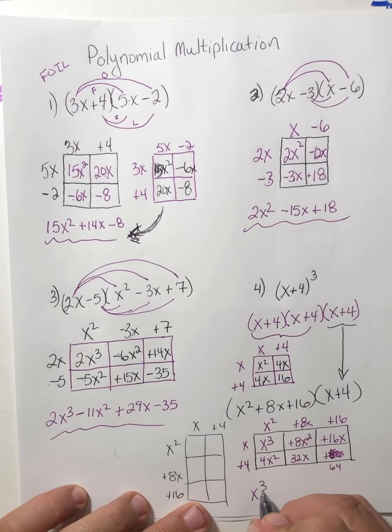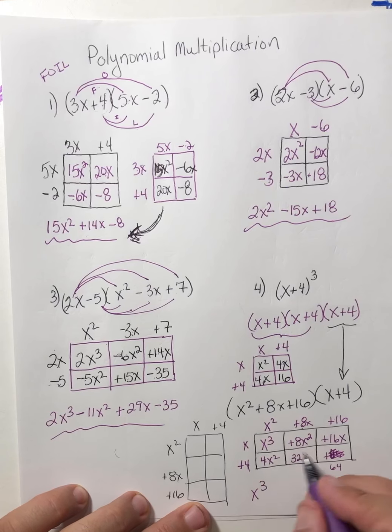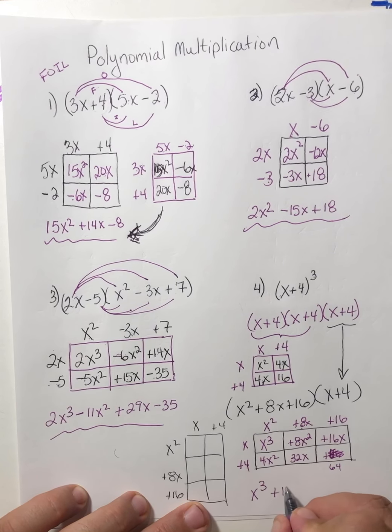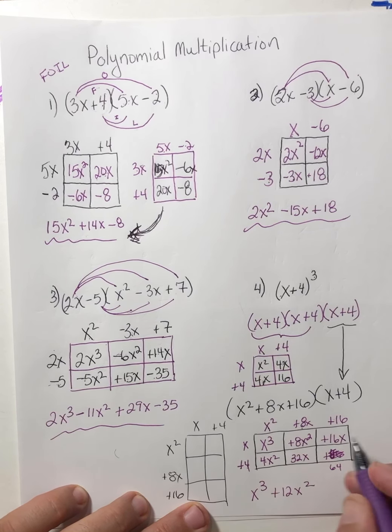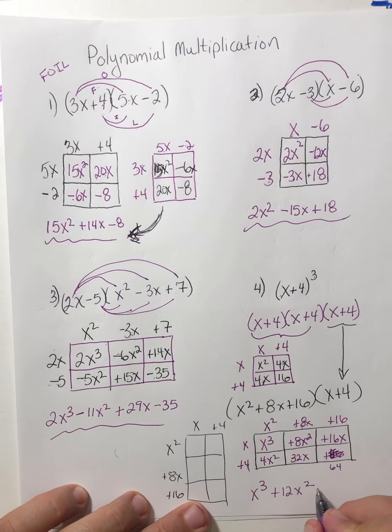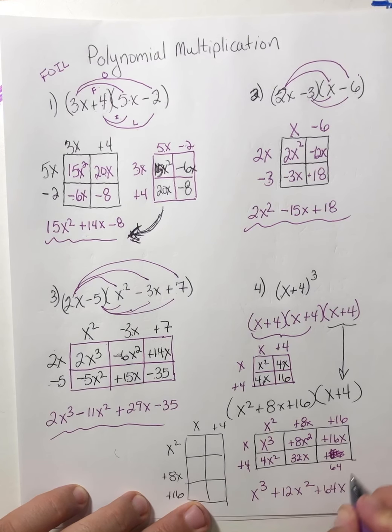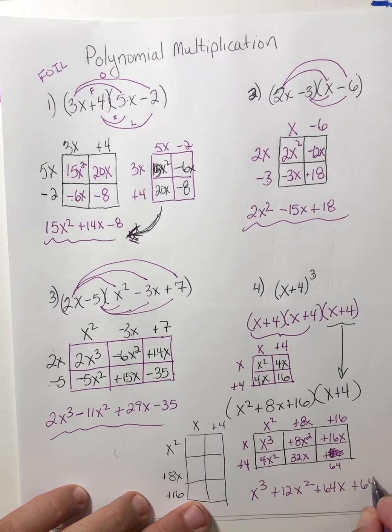X cubed, then 8x squared and 4x squared, they're both positive, so plus 12x squared. 16x and 32x is plus 48x, and then we're left with a plus 64. There.